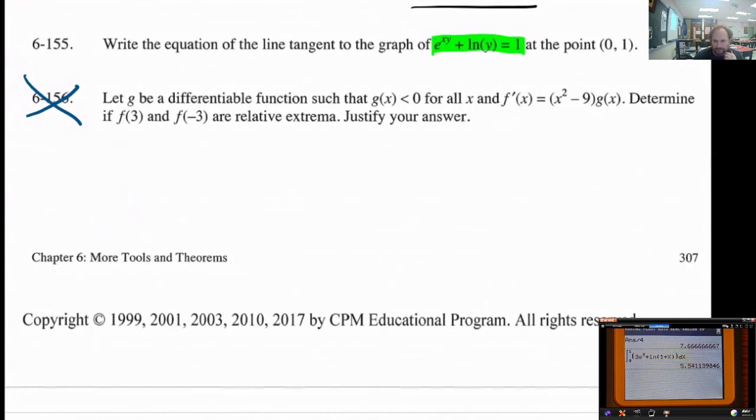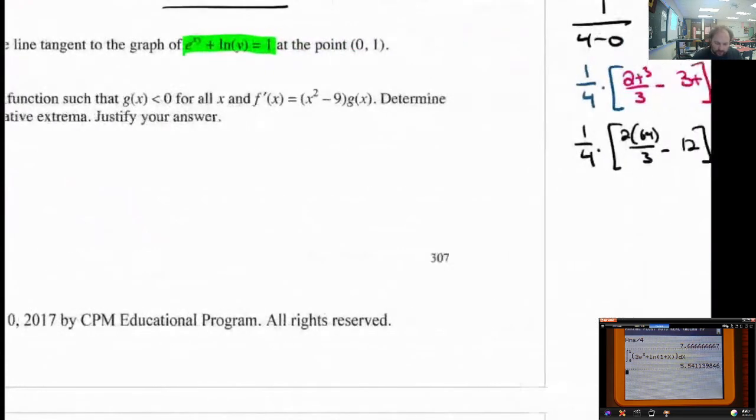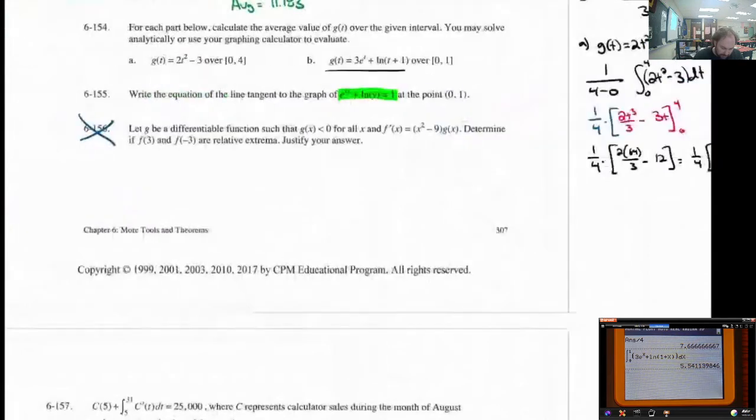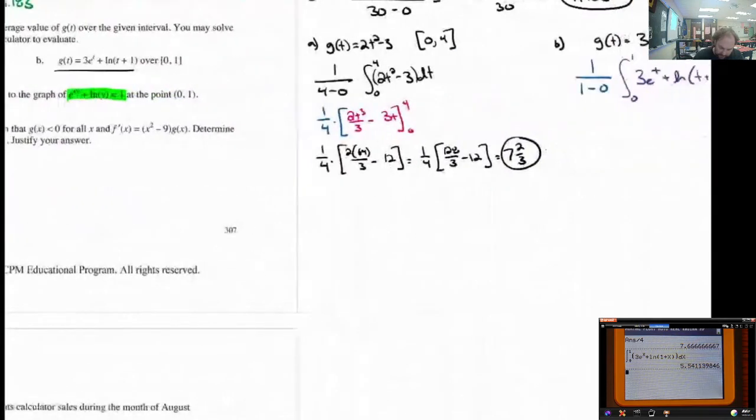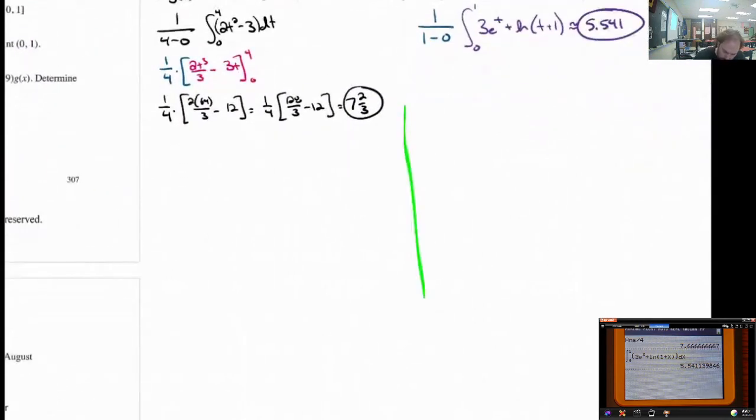We got a lot of work to do here. Now the good thing is they just gave us the point 0, 1. So when it comes to a problem like this, where can I have some room for this? How about 6155 right here? That's a highlighter.